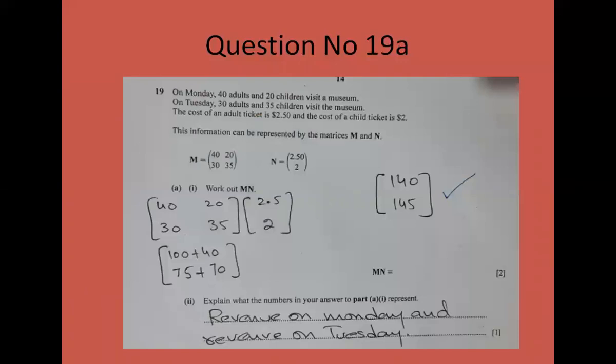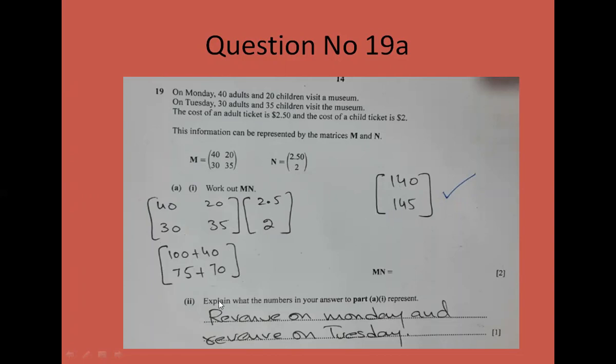So I will multiply M and N. M is 40, 20, 30, 35, and N is 2.5 and 2. From here I will take the rows, and from here I will take the columns and multiply them. So 40 multiplied by 2.5 is 100, plus 20 multiplied by 2 is 40. 30 multiplied by 2.5 is 75, plus 35 multiplied by 2 is 70. So 100 plus 40 is 140, and 75 plus 70 is 145.